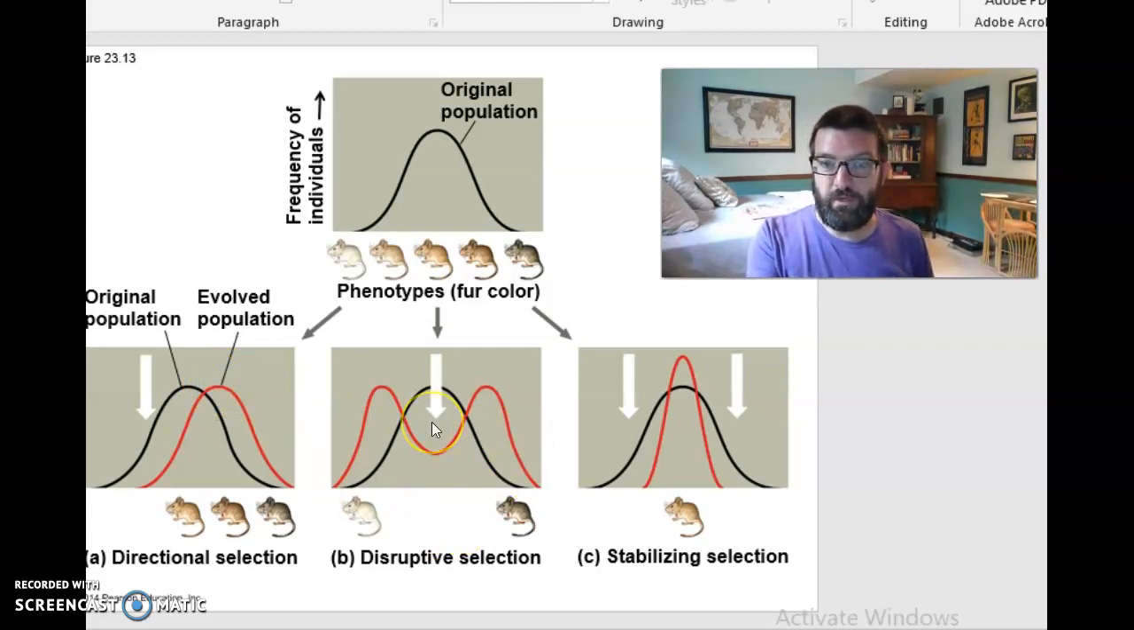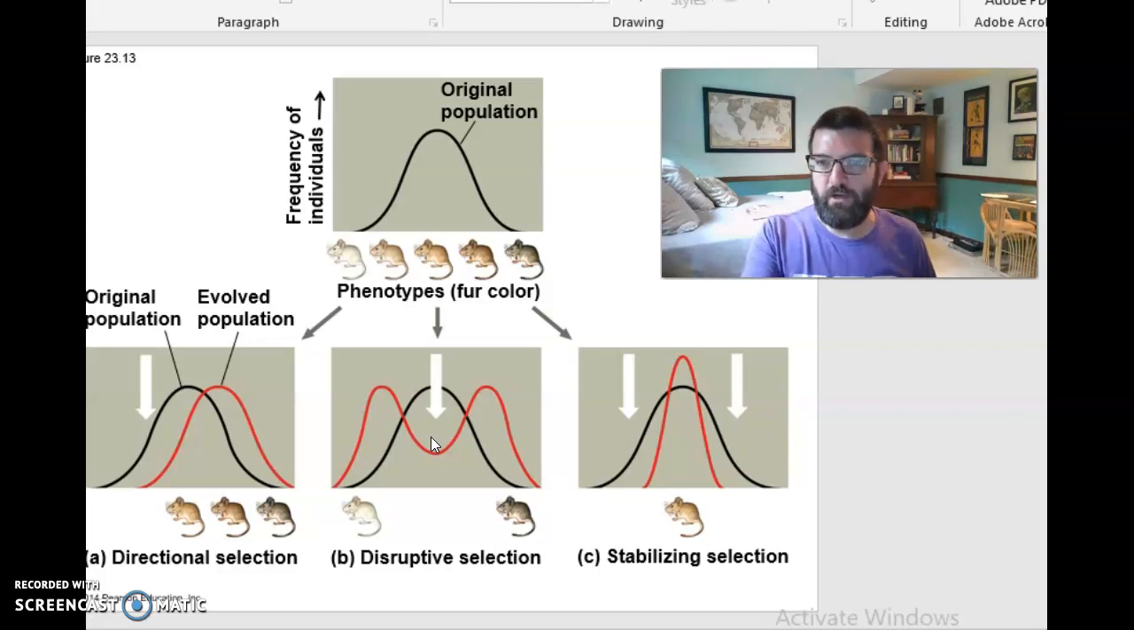Disruptive selection would be a situation where, maybe it's patchy and you have light patches and dark patches. And you can stay safe if you're light or if you're dark, but if you're somewhere in the middle, intermediate, there's no place for you to stay safe, and you get picked off by hawks more easily, and so you're disrupting that set of genes, right? And you're pushing to both extremes.